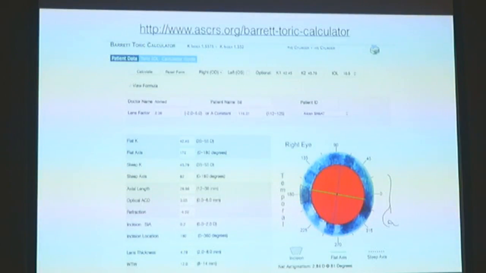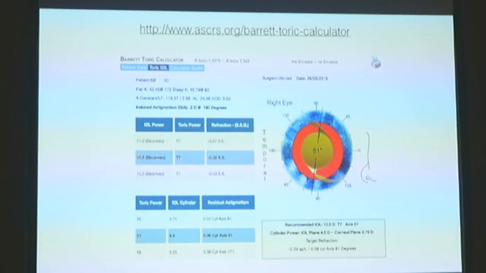worry about measuring this. And it'll give you basically the predicted cylinder based on an adjustment on the posterior cornea, and also an adjustment with the effective lens position based on the IOL power and what you've entered in your variables, including axial length and keratometry and anterior chamber depth.